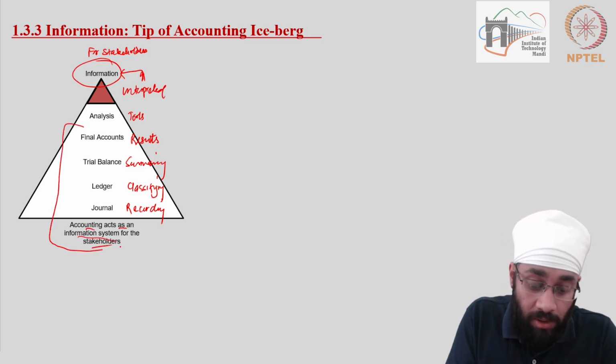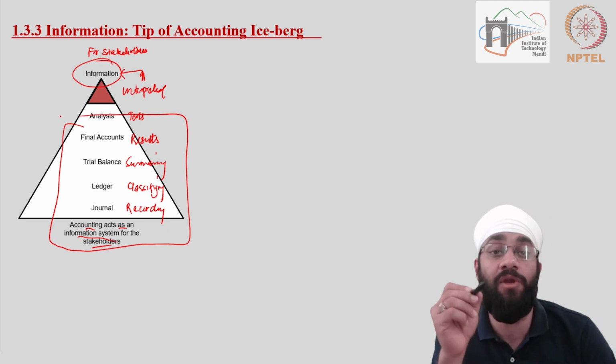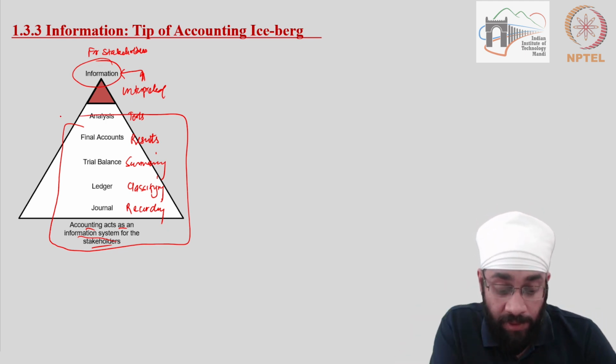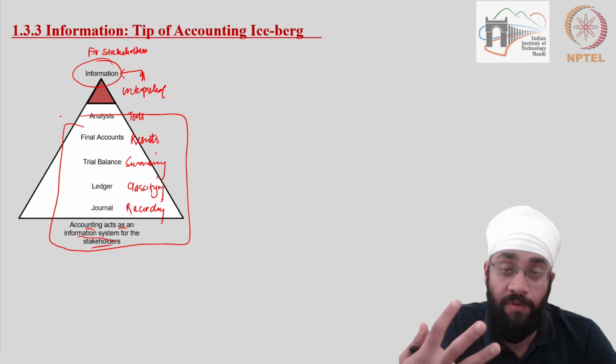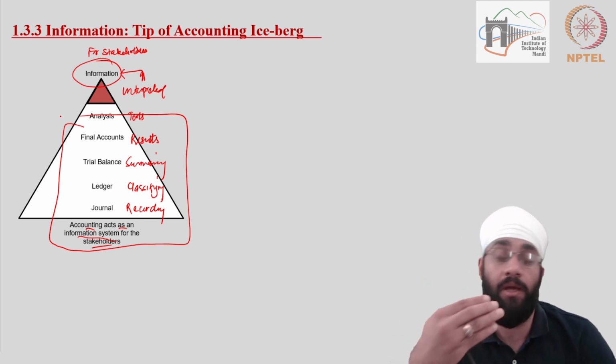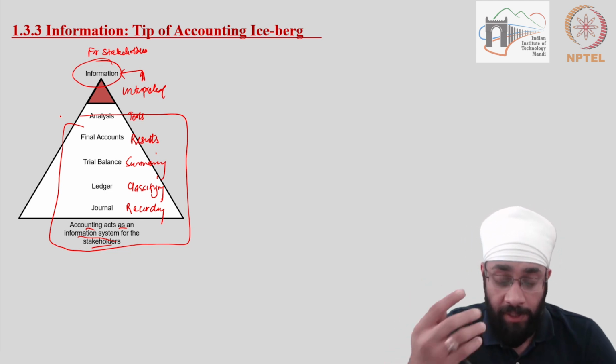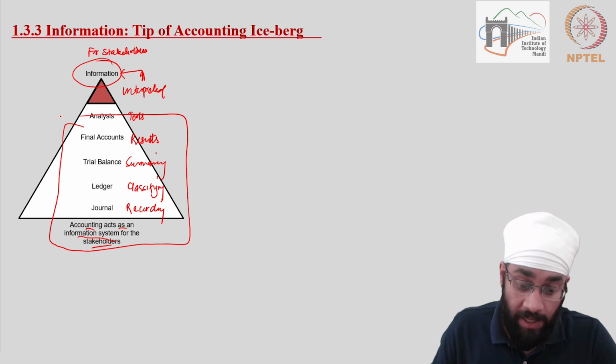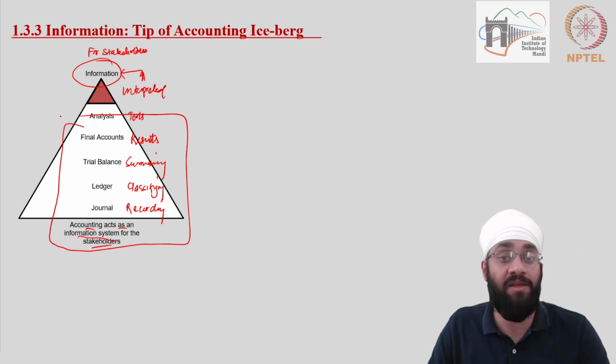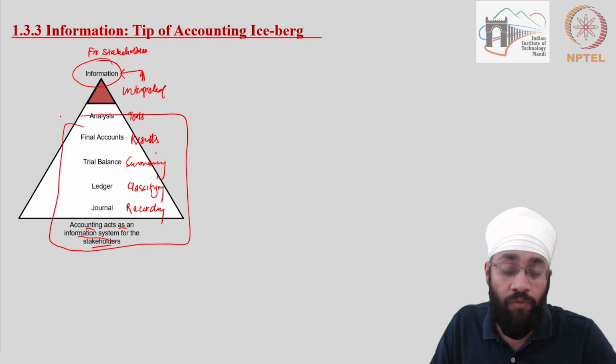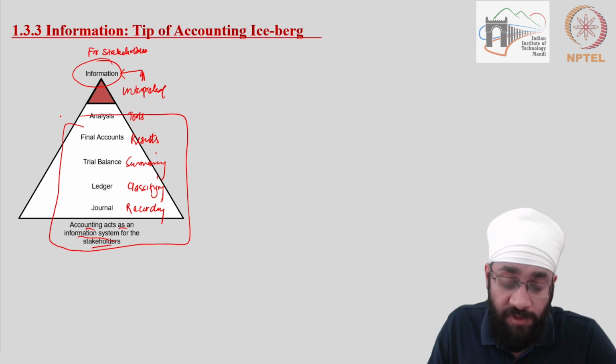The whole backend which is required for somebody to come to this information piece which they are interested in, accounting provides all the backend data. So that's how accounting is termed as an information system for the stakeholders of a business.